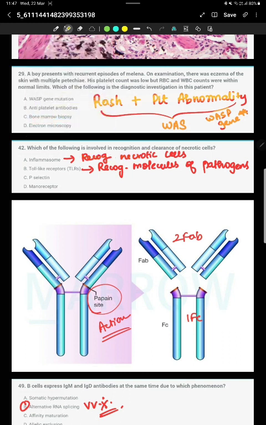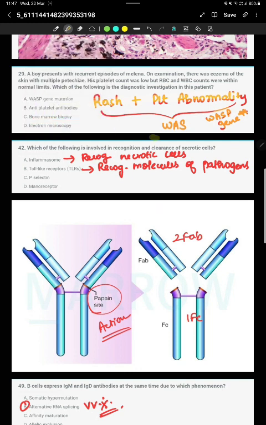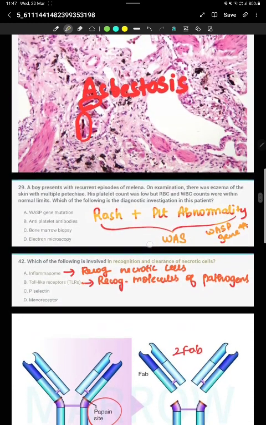Okay, so this is important. And next you can see this point. So that's what I was just trying to tell. And which are the following recognition and clearance? Yeah, this is very, very important aspect. So recognition and clearance is what they are asking. So in this, inflammasome is for recognizing necrotic cell. Toll-like receptor, I already told you, it is recognizing molecules of pathogens. You shouldn't mess between these two.